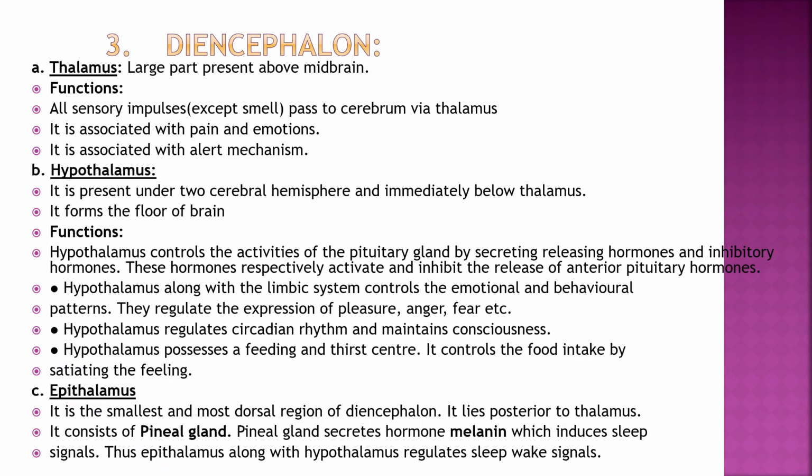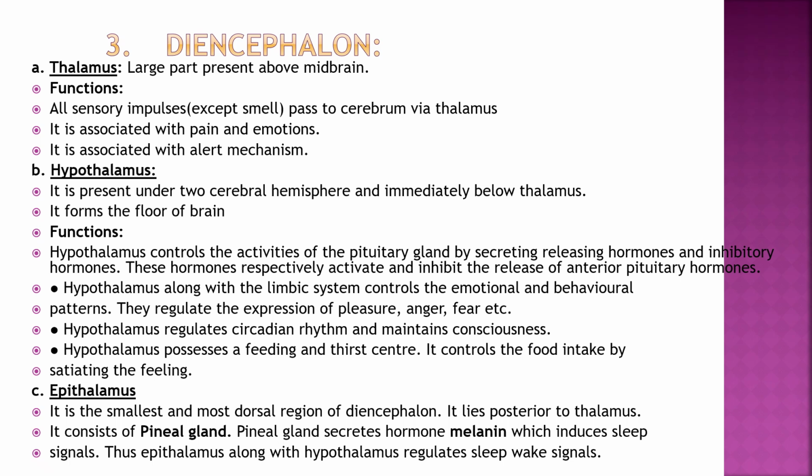Diencephalon has three parts: thalamus, hypothalamus and epithalamus. The thalamus is a large part present above the midbrain, and its function is that all sensory impulses except smell pass through to the cerebrum via the thalamus. It is associated with pain and emotion, and it is also associated with the alert mechanism.